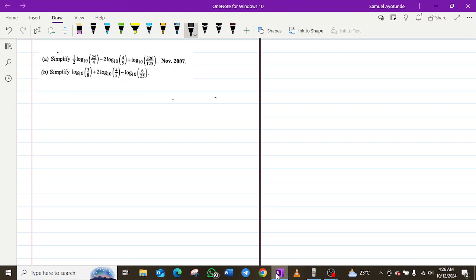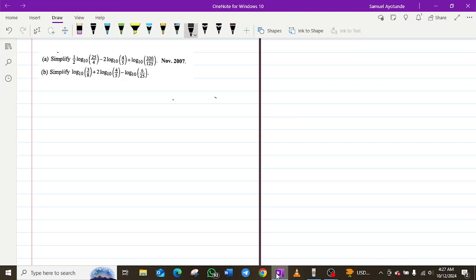Look at this example. The question there says simplify 1 over 2 log 25 over 4 base 10 minus 2 log 4 over 5 base 10 plus log 320 over 125 base 10. Now this is a GC equation, and it's very, very easy to simplify.